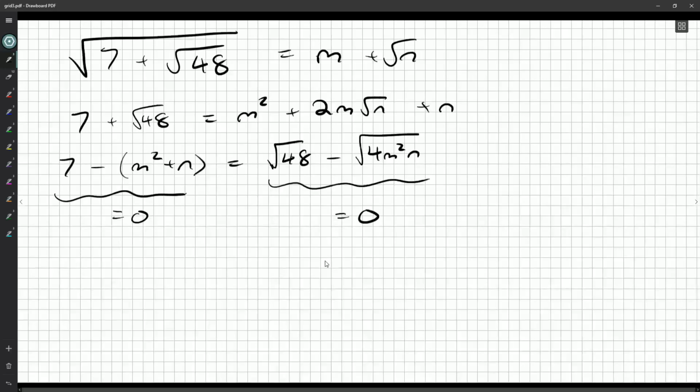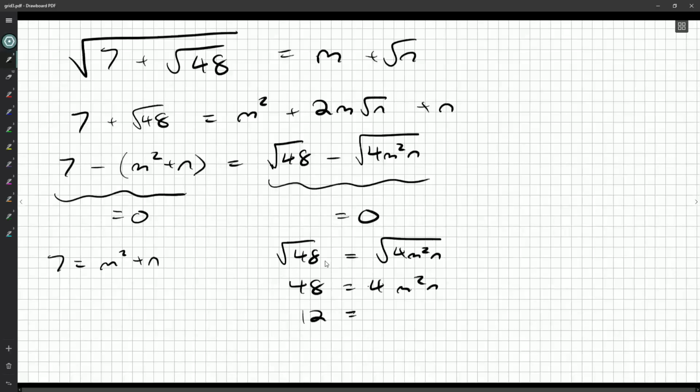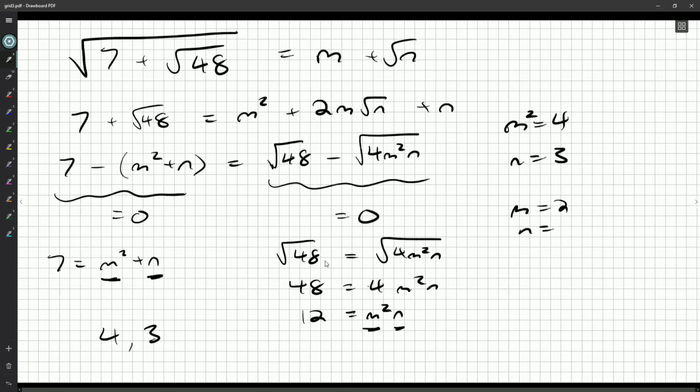And so what does this mean? Well, it means that 7 is m squared plus n, and root 48 is the square root of 4m squared n. Squaring both sides, we get 48 is 4m squared n. Dividing by 4, 12 is m squared n. And so now I'm looking for two numbers that add to 7 and multiply to 12. We're looking at 4 and 3, and so since m and n are integers, m squared is 4, n is 3, and since they're positive, m is 2, n is 3.